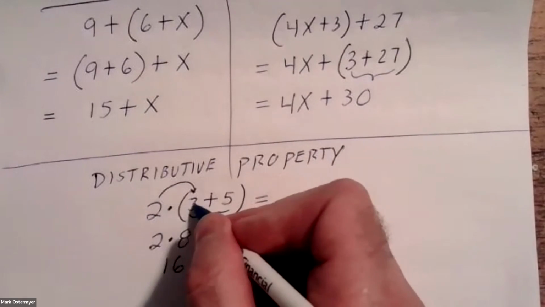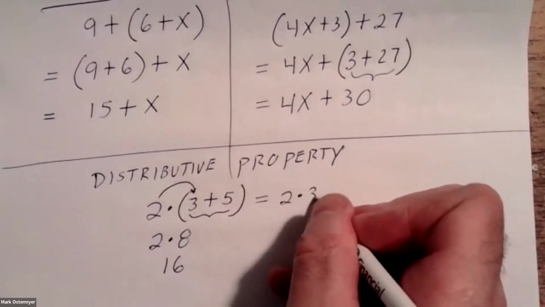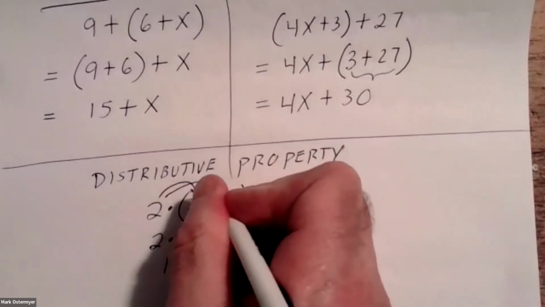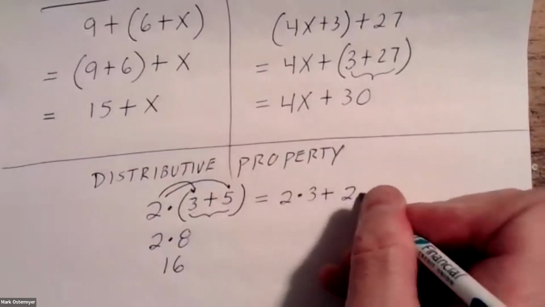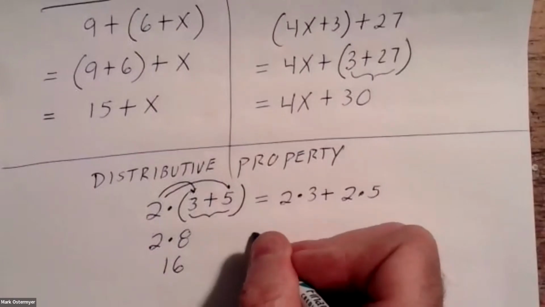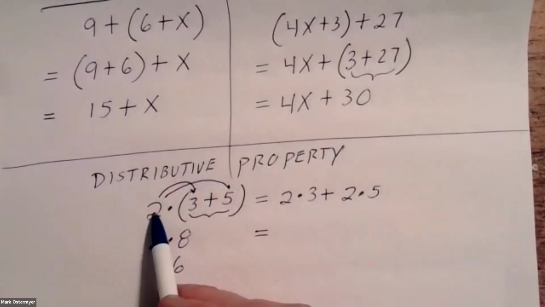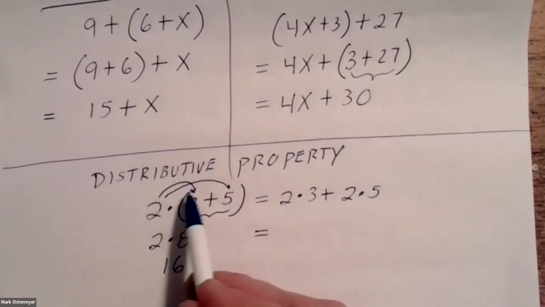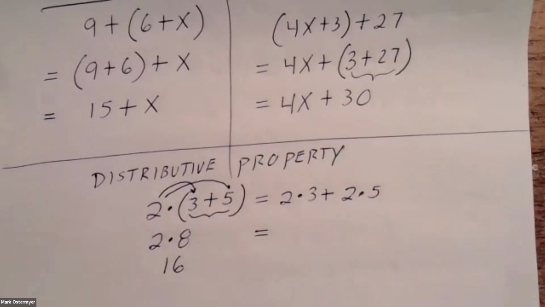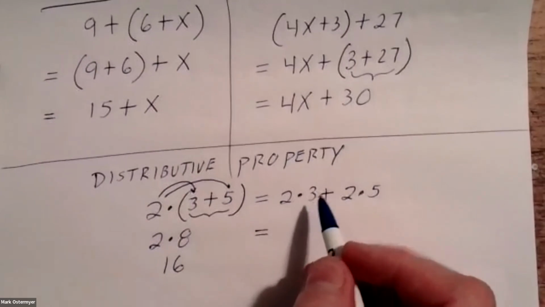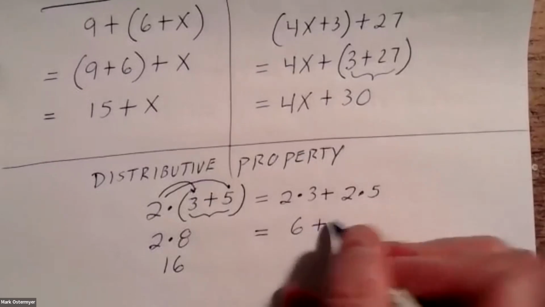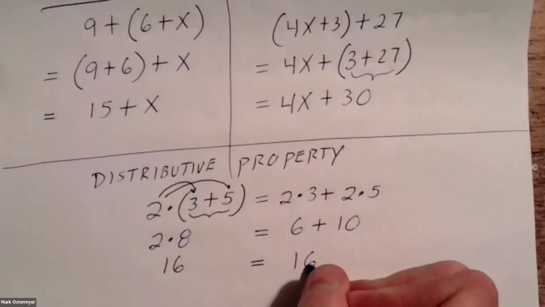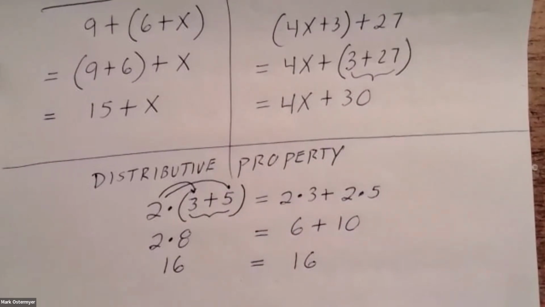So I could take the 2 times the 3 plus, just bring the plus sign over. And then I could also take the 2 and multiply it by the 5. 2 times 5. Everybody see that there? 2 times 3, plus 2 times 5. Now what's 2 times 3? 6. What's 2 times 5? 10. What's 6 plus 10? 16. Get the same answer, don't we?